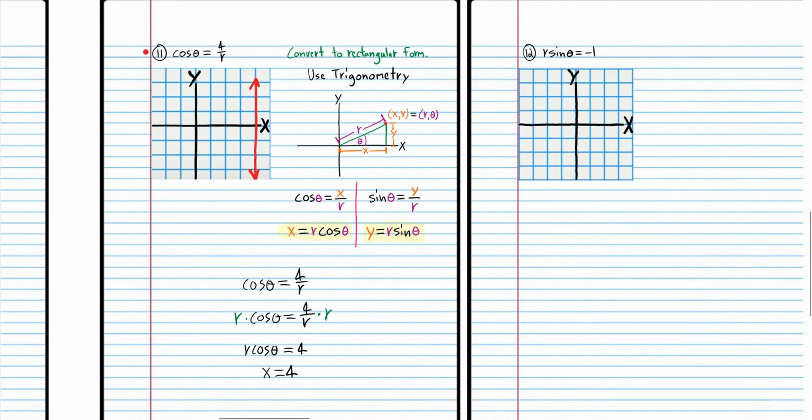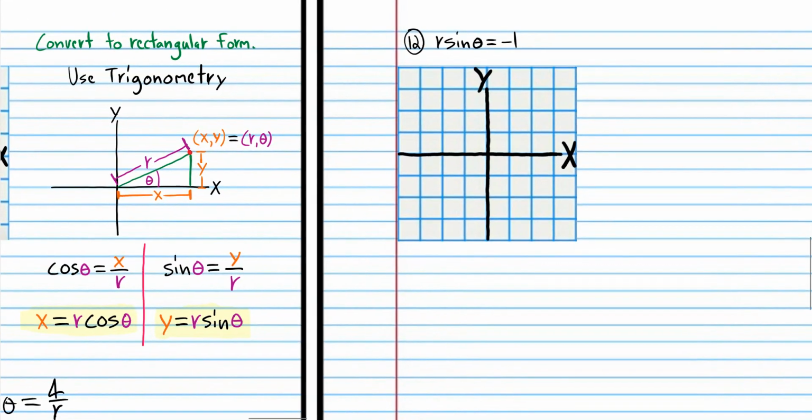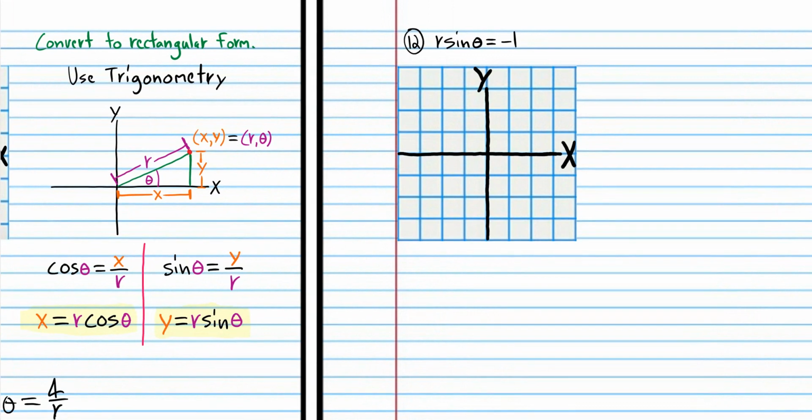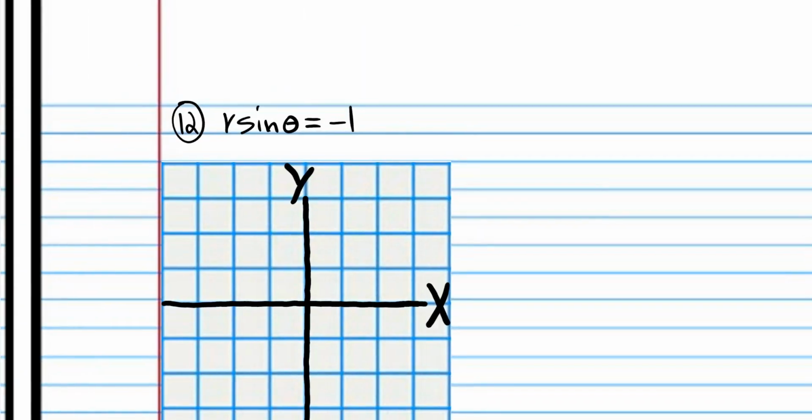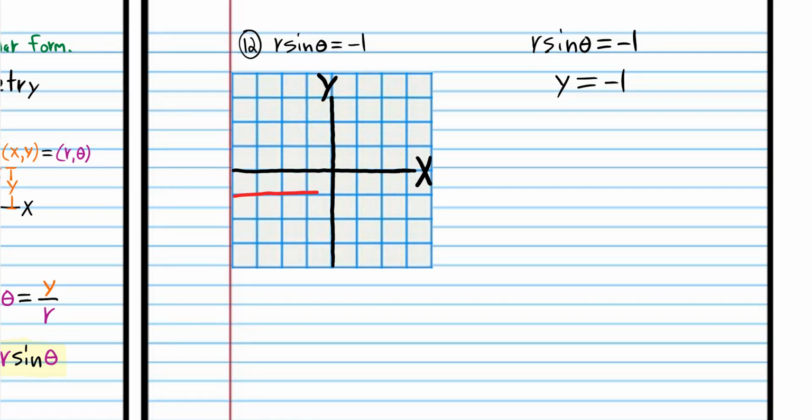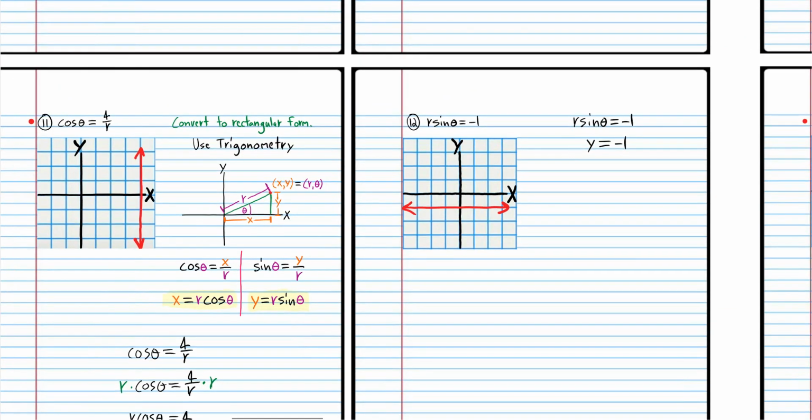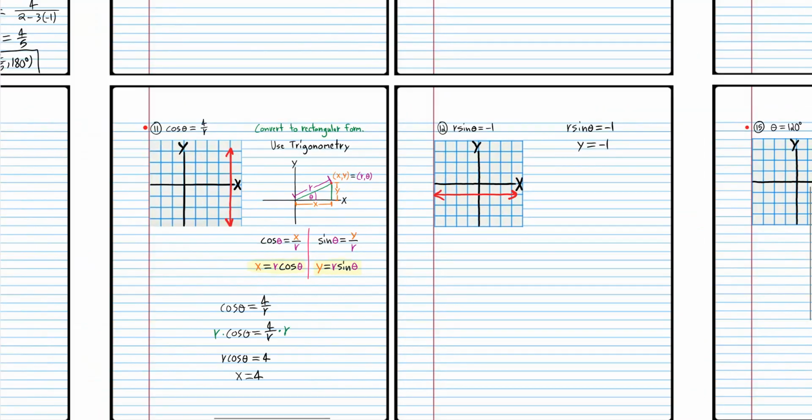So now we have an even easier situation with this graph, because r sine theta we know is just y. So we can just rewrite that equation just to show the work and just plug in y for r sine theta. So now we know that this is just a horizontal line at y equals -1. So there you go. So these are just special examples where we're converting polar equations to rectangular equations.